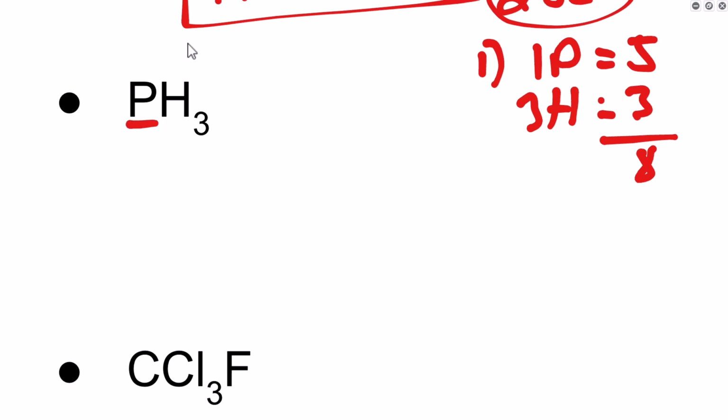Phosphorus will be my central atom. Again, it is the furthest away from fluorine that is not hydrogen. It can't be hydrogen, so it has to be phosphorus here. We're going to attach each hydrogen with a single bond.